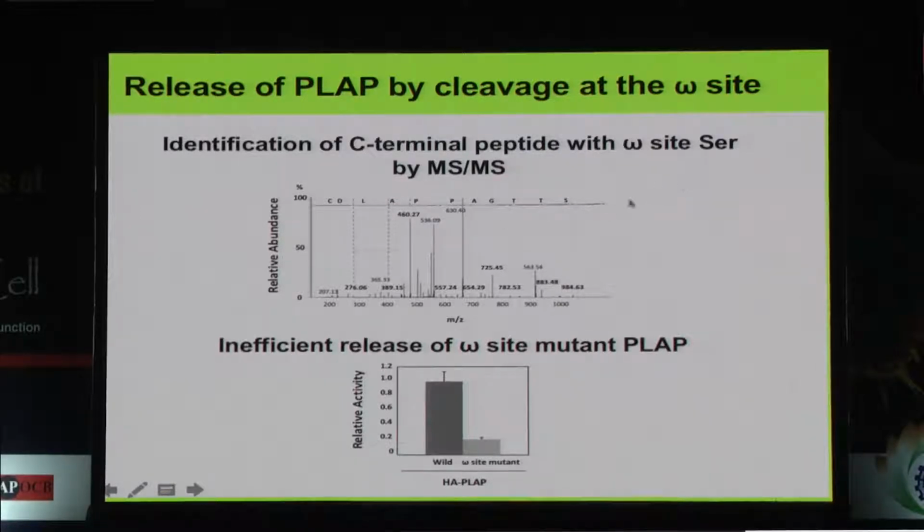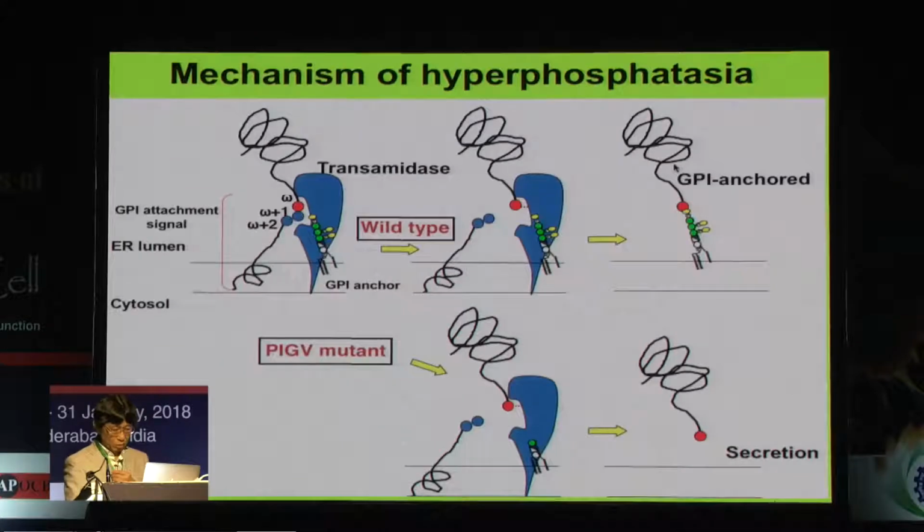We found that the alkaline phosphatase had lost the GPI attachment signal. The attachment signal is removed, and the C-terminus was the omega site serine. So this is our view of how the alkaline phosphatase is secreted. In the wild type cell, the GPI anchor attaches to the intermediate, and the protein is anchored and stays on the cell surface. But in the PIGV deficient condition, the secreted alkaline phosphatase has the omega site at the C-terminus.